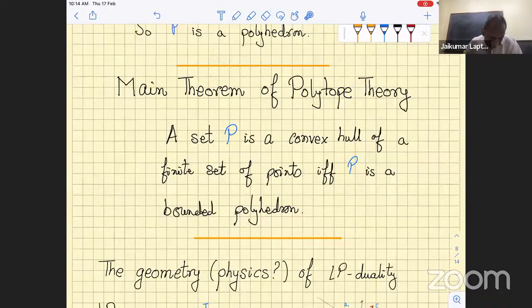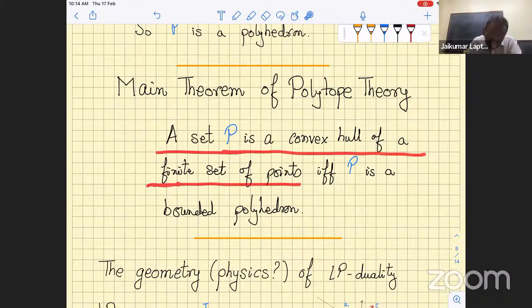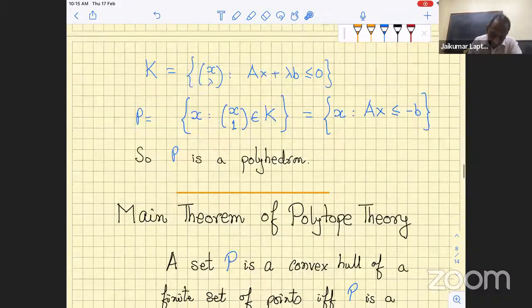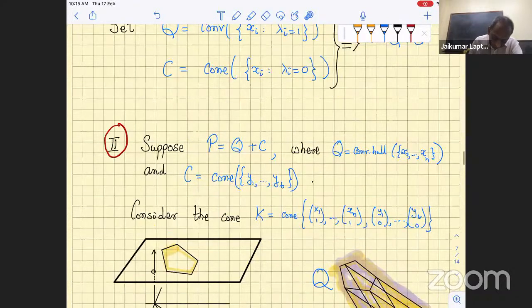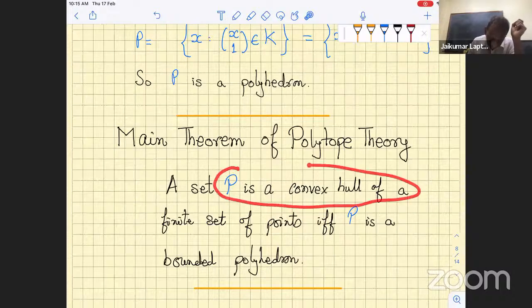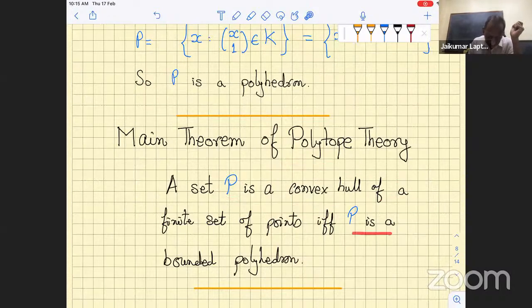So now the main theorem of polytope theory. This is what you are familiar with. Suppose P is a convex hull of a finite set of points. Now we are getting closer to what Srijato asked. So if P is a convex hull of a finite set of points, now it fits into this framework where this cone is the cone consisting of the single point 0. So if P is a convex hull of this kind, then P is a bounded polyhedron.